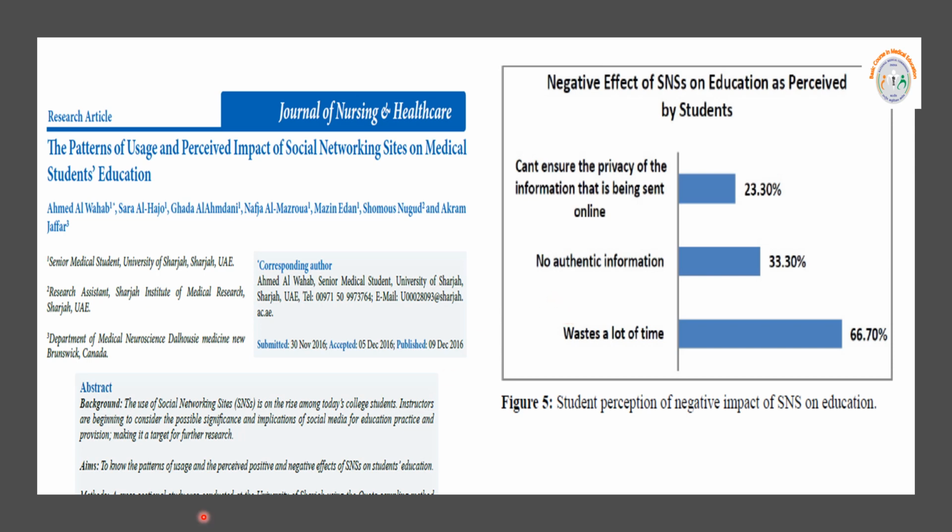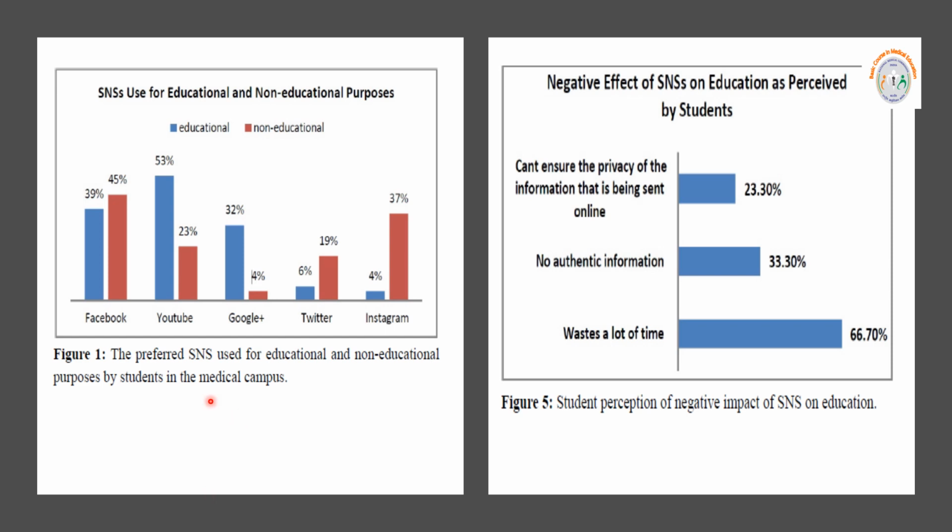And there is another data on it, on social networking sites used for educational and non-educational purposes. You can see this, the non-educational use of Instagram is maximum, and Facebook is also very high. So there will be wastage of time in the use of social networking sites if you are not aware of your goal and objective very properly.